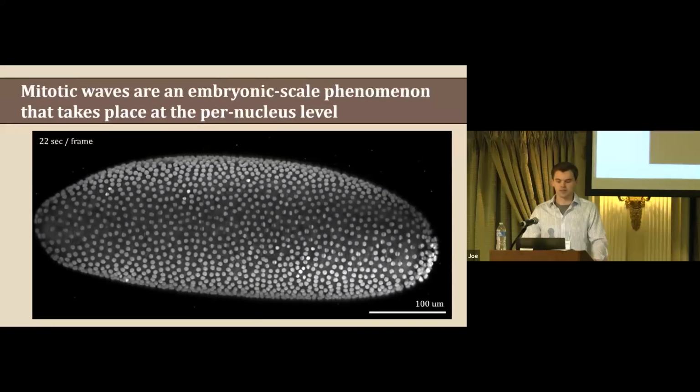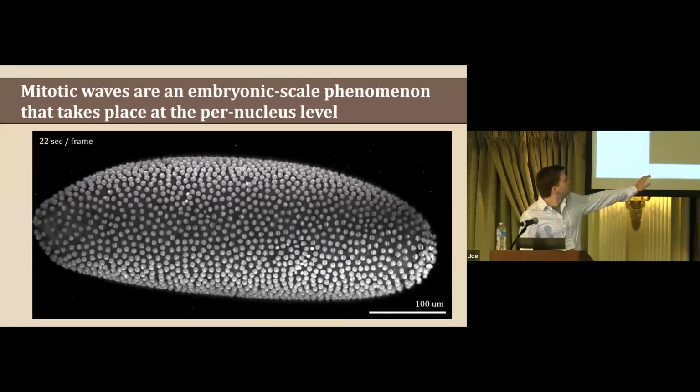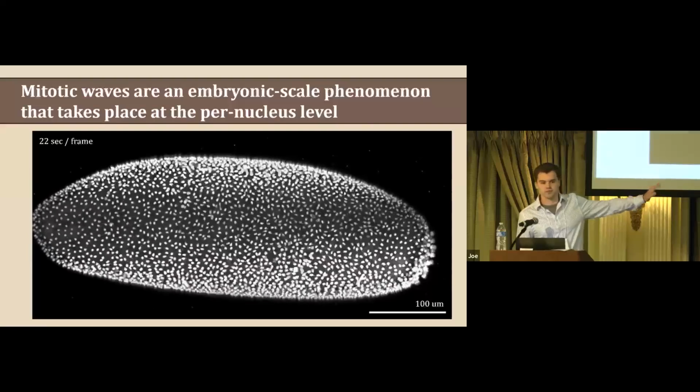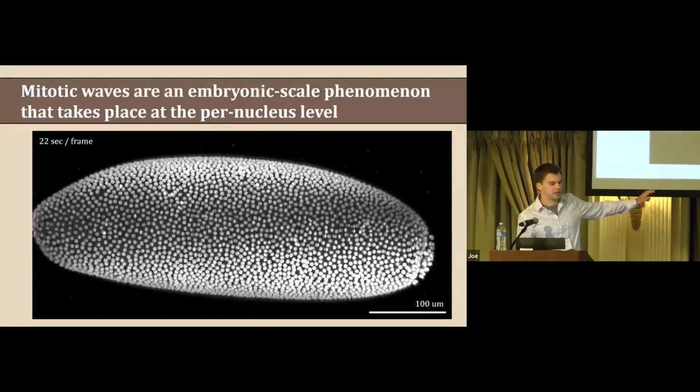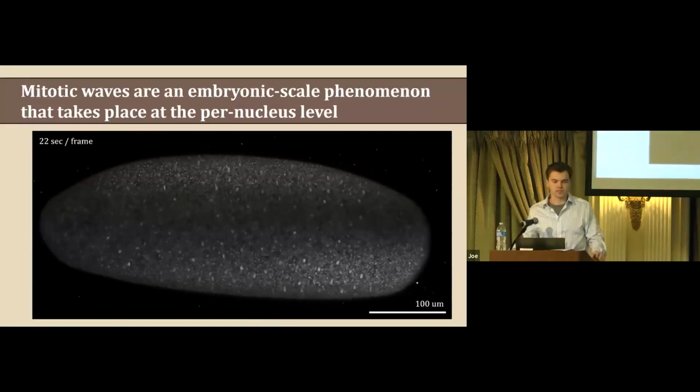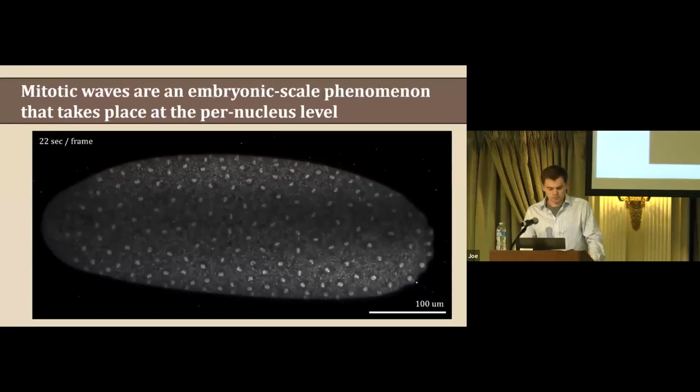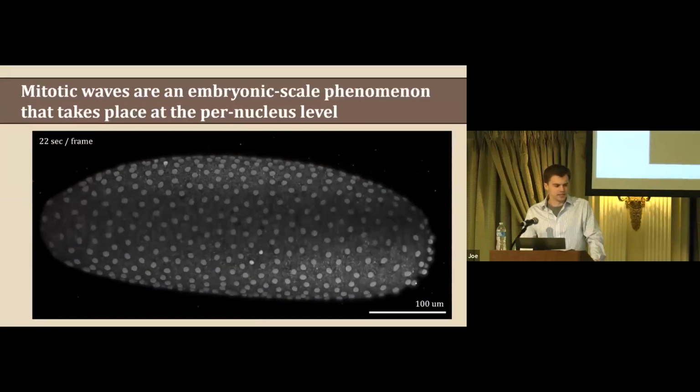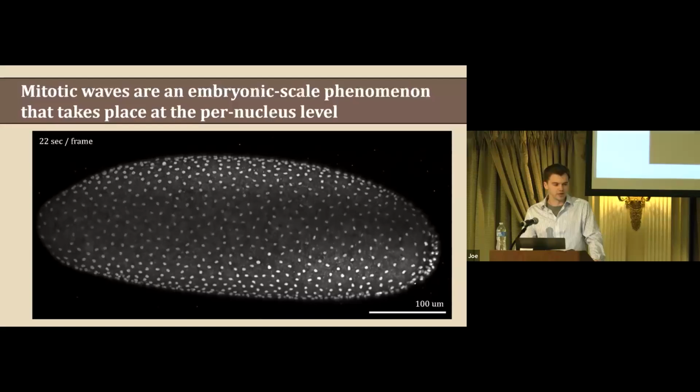So you can see here, right, these are these waves I'm talking about, especially in these very last divisions. You can see the wave really move from the poles in towards the center. These are nuclear cycles 10 through the start of 14 that we're able to image here.